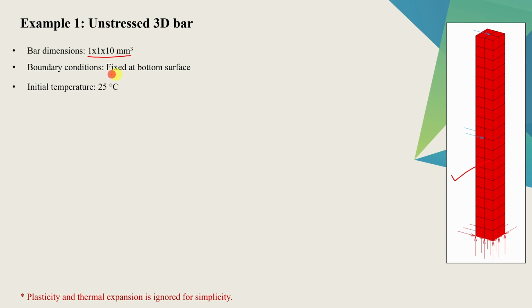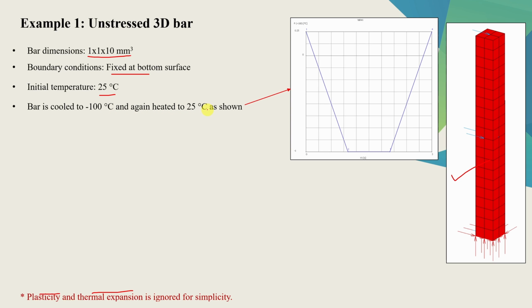We are going to fix bottom surface and the entire bar will be at 25 degrees temperature initially. For simplicity, we are going to ignore plasticity and thermal expansion altogether. So it will have only elastic strain and strain due to transformations. For loading, we are going to apply a temperature cycle. So we are going to cool that bar to minus 100 degrees Celsius and again heat it back to 25 degrees Celsius as shown over here.